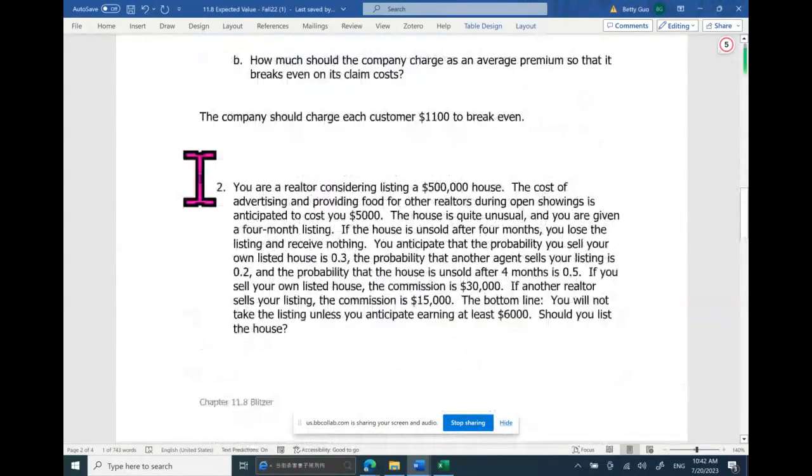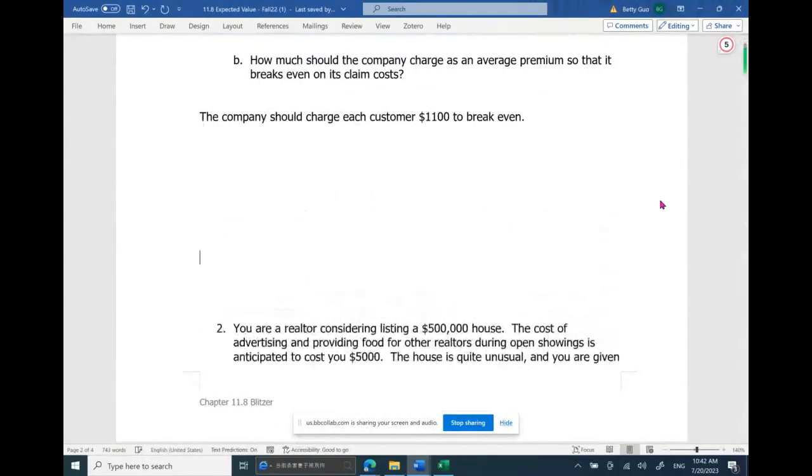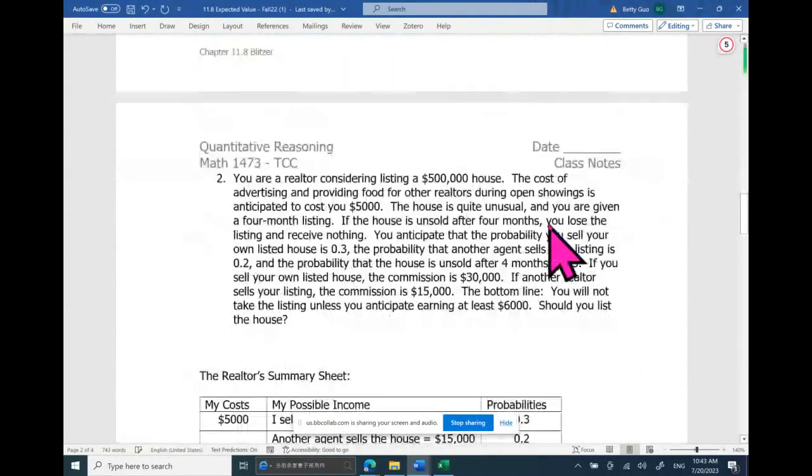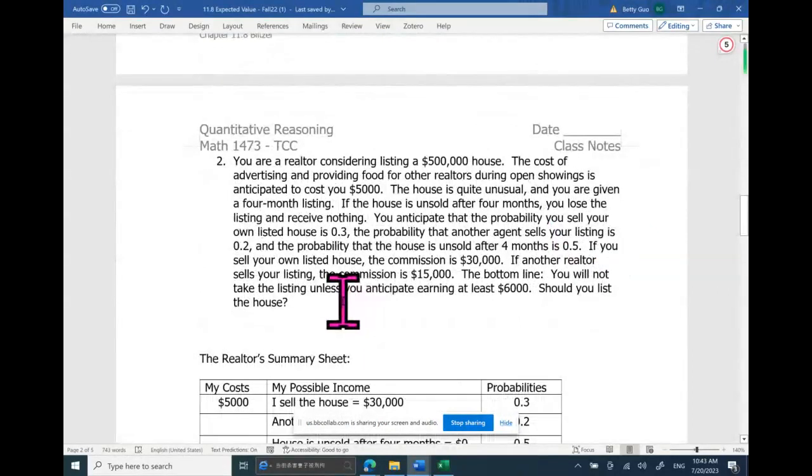Let's see number 2. Let me put those questions on the next page because it seems a lot of reading. Let's see what's going on in this problem. You are a realtor considering listing a $500,000 house. The cost of advertising and providing food for other realtors during open showings is anticipated to cost you $5,000. The house is quite unusual. That might be the reason it's difficult to sell.